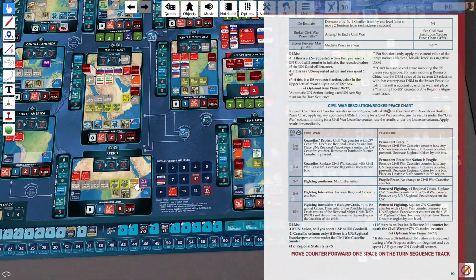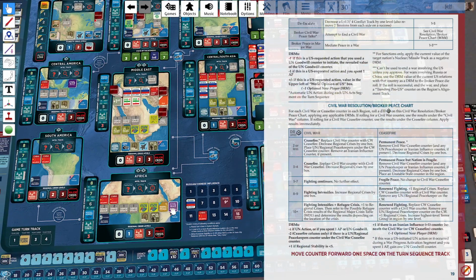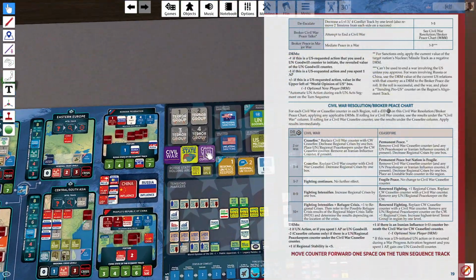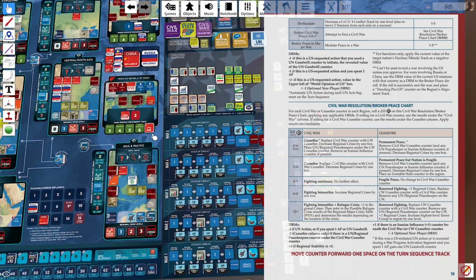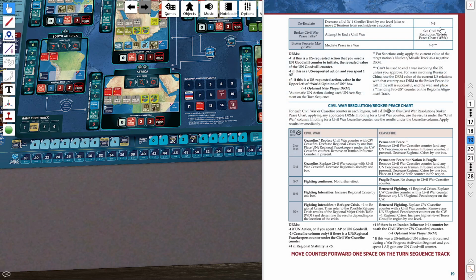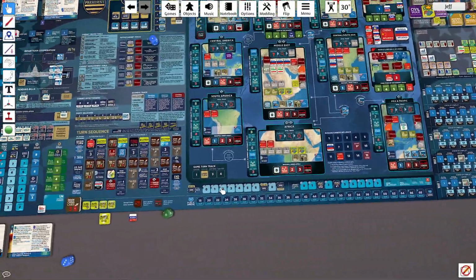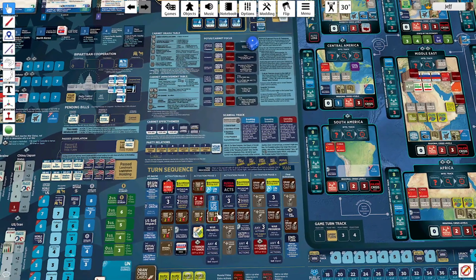And then this one down here. That's an excellent roll. 3 minus 2 is 1. Stability does add 1, which makes it 2. Doesn't matter. Ceasefire goes away. These UN peacekeepers are good. Reduce the regional by 1. So we actually reduced a lot of civil wars. I'm very happy with that.